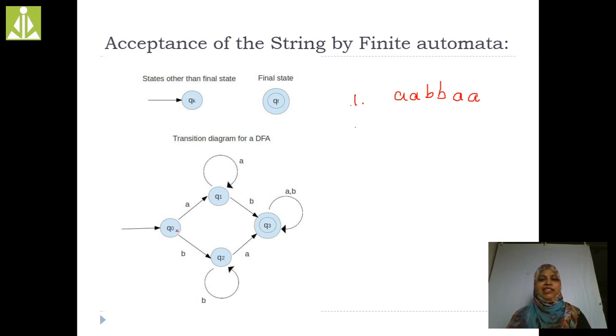In this case, Q0 is the initial state, Q3 is the final state, and A, B are the input symbols. The first string is A, B, B, A. The second example is AB, AB, AB, AB. Check whether these two strings are accepted by this finite automata. If you reach the final state Q3, then the string is accepted. If not, the string is not accepted.